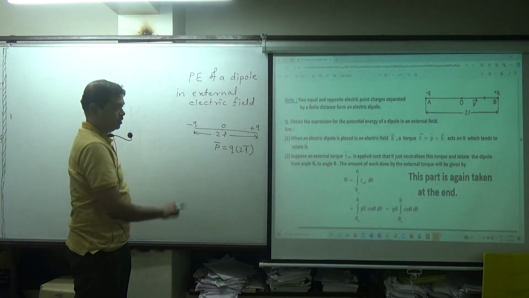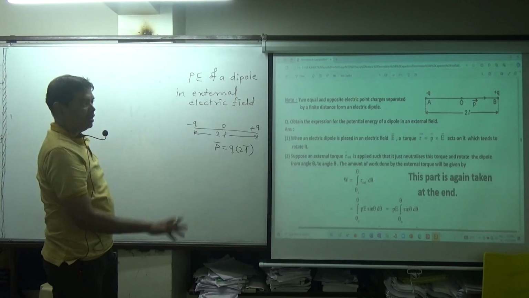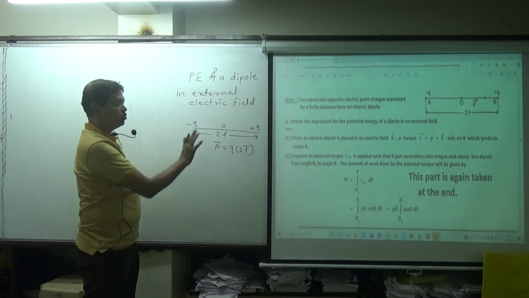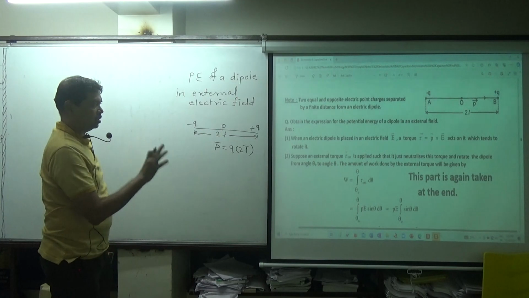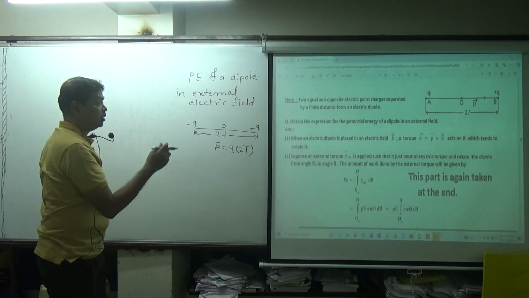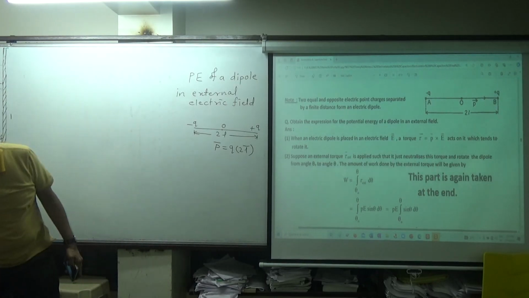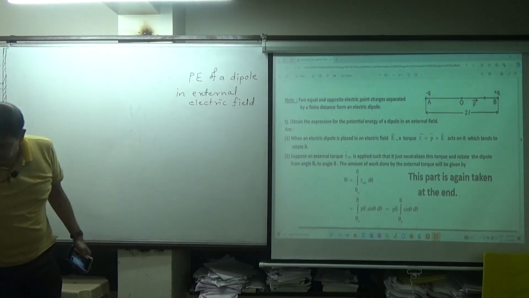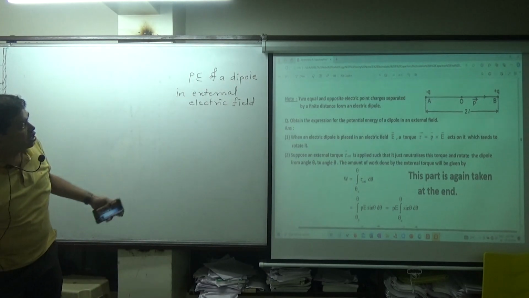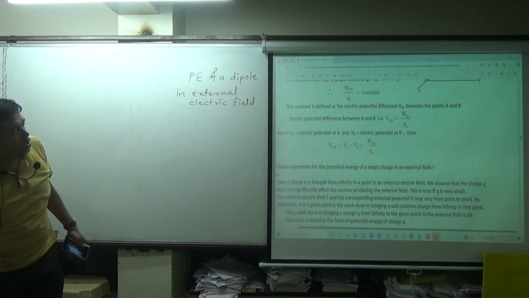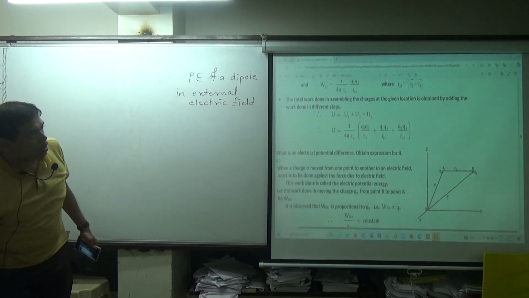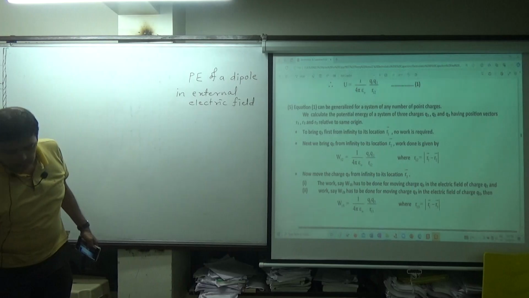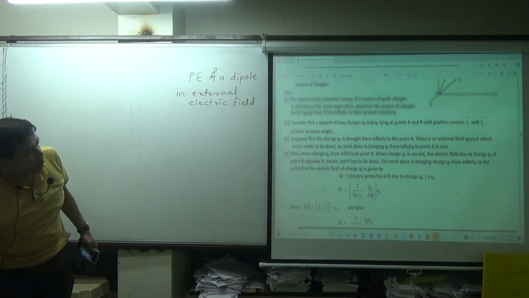This is the dipole moment. We have seen all this: dipole moment, length of the dipole. And then we have already seen the torque acting on the dipole. This is the potential energy of the dipole, but we have already seen the torque acting on the dipole in an external field.